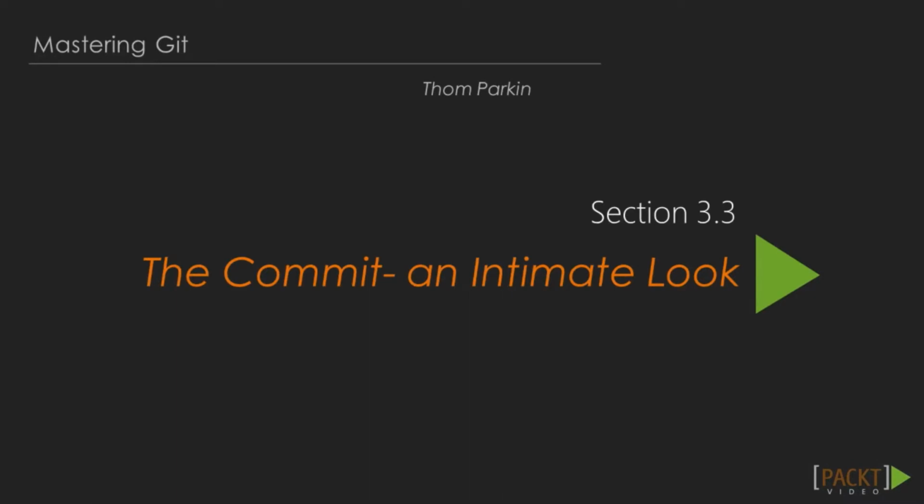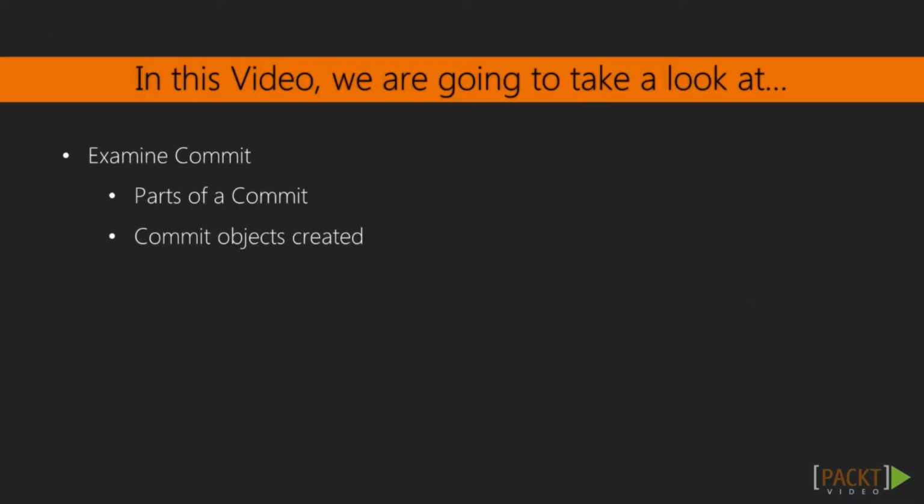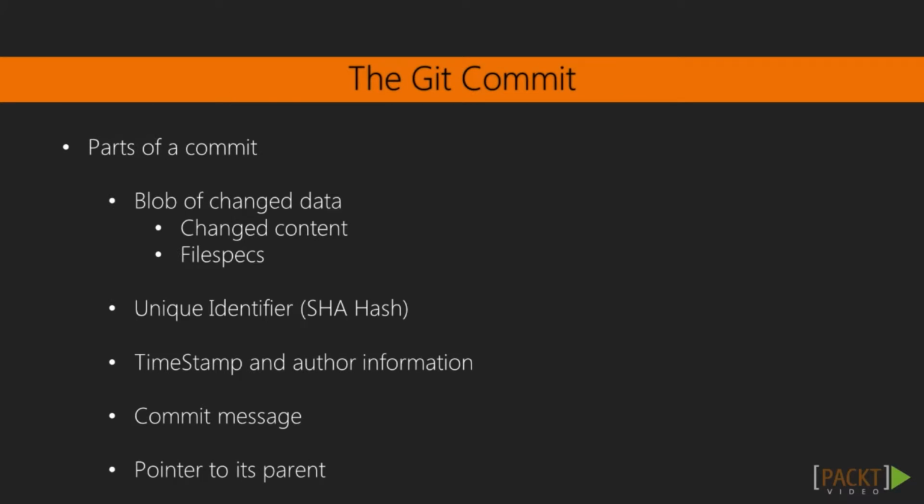The commit close-up. In this video, we take an intimate look at the Git commit, including the objects that are created to store a commit. The set of changes captured in each of those commits you performed in the previous section are now permanent. Git never forgets. A commit is really a blob of changes. It contains several key components. First, the set of changes and references to those files where the changes exist.